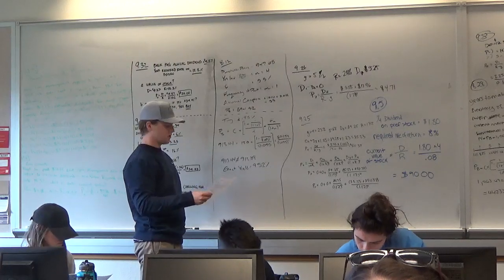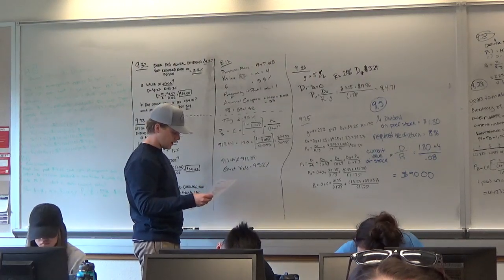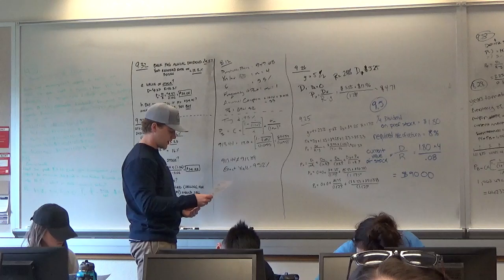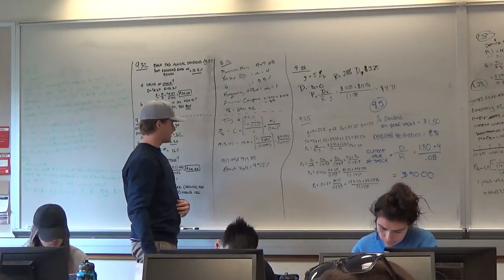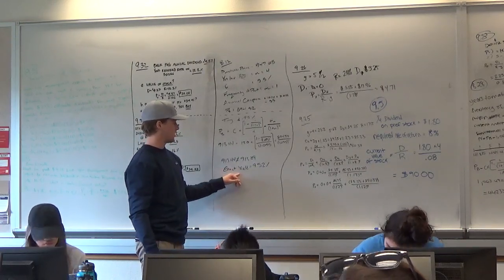So then you use the financial calculator, plug in your N, PMT, present value and future value, and you get the exact yield rate, which is 9.52%.